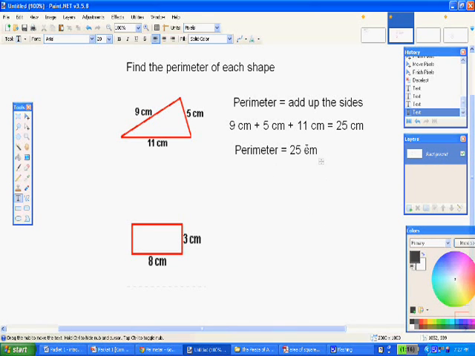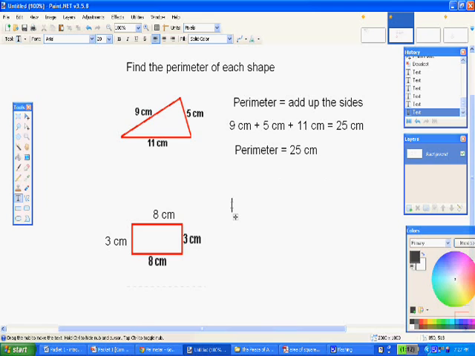Don't forget the units. The units are very important because without the units, I won't know what the measure is or how big you're talking about. Say we have a rectangle here, and the height of this rectangle is 3 centimeters and the width is 8 centimeters. Now in order for me to do the perimeter, I have to know the distance of all the sides. But since I know this is a rectangle, I know that this side is 8 centimeters, so it makes this side 8 centimeters. And since this side is 3 centimeters, it makes this side 3 centimeters.